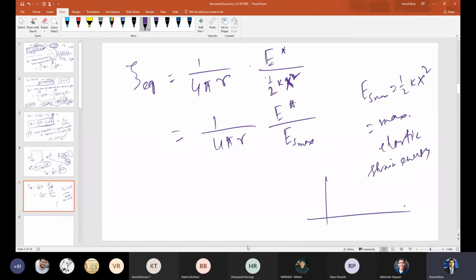Strain energy, force deformation. We plot X, we plot it. So this is the elastic strain, elastically going. The area under this is the elastic strain energy. That you know. So the slope is K basically, so the area is half K X square. So that is the zeta equivalent. So the equivalent damping ratio is 1 by 4 pi r E star by ES max.